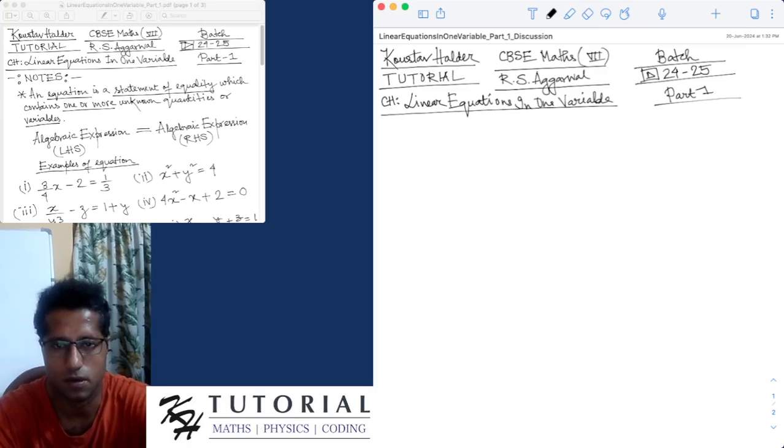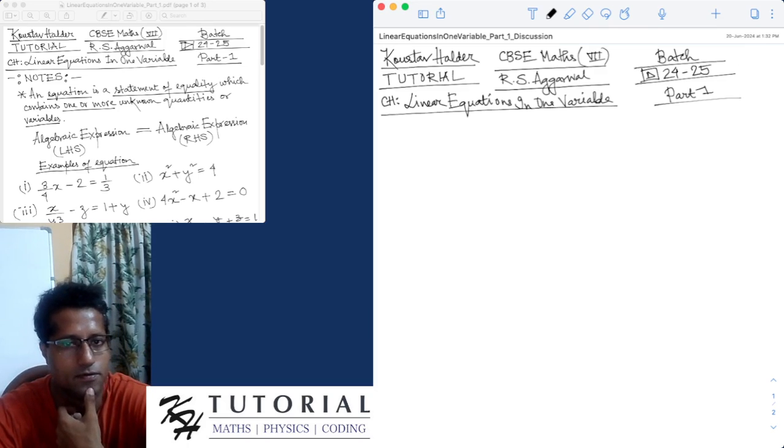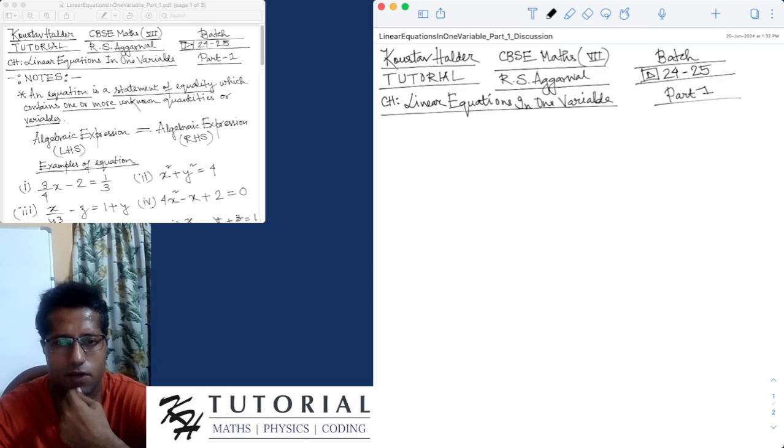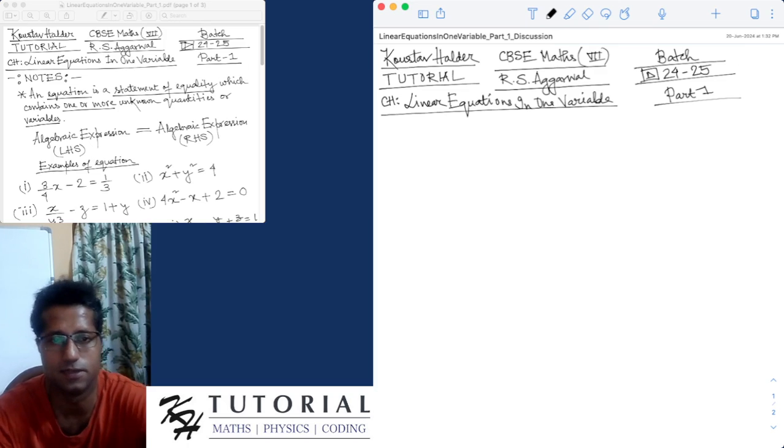The textbook of author RS Aggarwal says, please follow the notes while I speak, that an equation is a statement of equality which contains one or more unknown quantities or variables. So an equation is a statement of equality, that is, it is comparing the equality of two things, and those two things are nothing but some expressions having some variables. In the notes you can see it has the form: algebraic expression, in the middle equality, and on the left hand side and right hand side some algebraic expression.